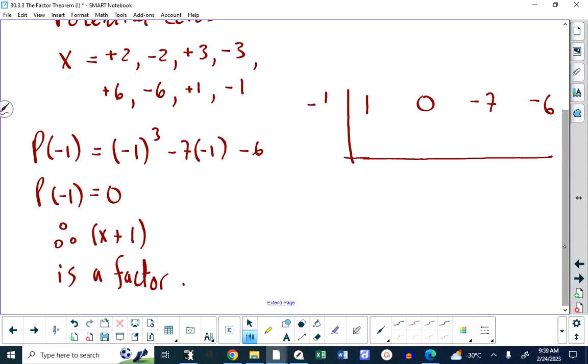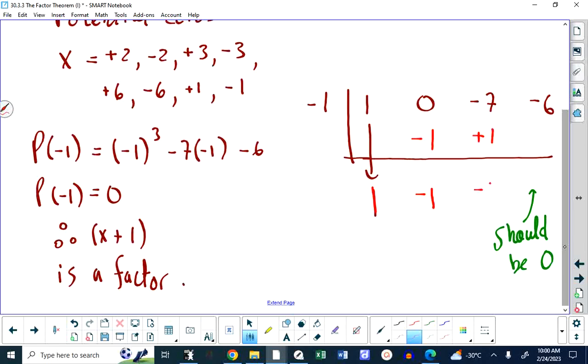And we put the number negative 1 here and bring the first number down. And this should be 0. If it isn't, you've made a mistake in your synthetic division, or you've made a mistake in saying p of negative 1 is 0. Maybe you entered the thing wrong in your calculator. So I multiply. Negative 1 times 1 is negative 1. I add, I get negative 1. I multiply, I get 1. I add, I get negative 6. I multiply, I get 6. All is right in the world. I get nothing.